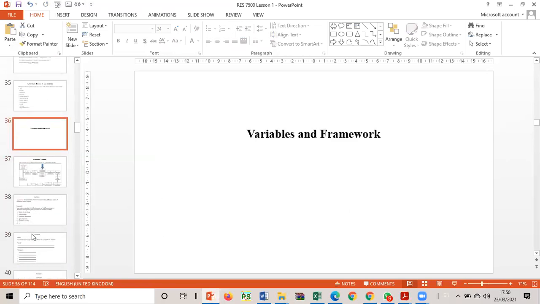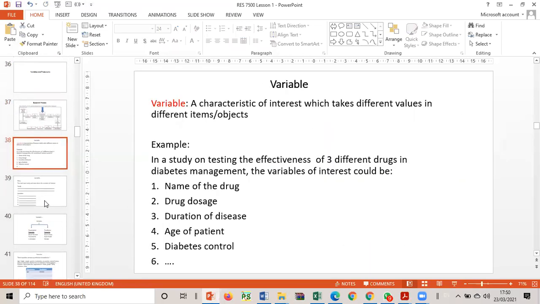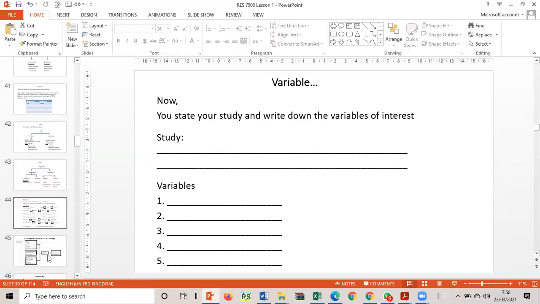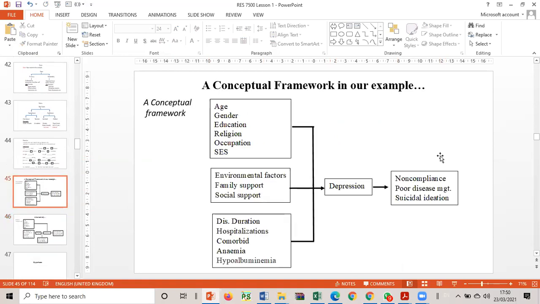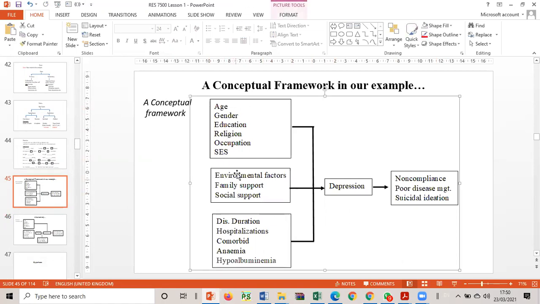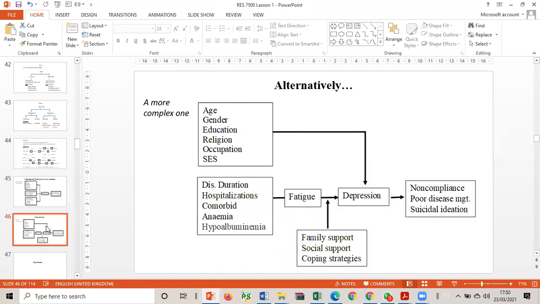Where's my framework? That's what I'll go through later. Framework: how things tie one to another. So these are demographic characteristics. This is support system. This is disease duration. They'll affect depression. That in turn will affect non-compliance and disease management, right? So these are the factors associated with depression, and these are the consequences of depression. This is one model. This can be an alternative model.